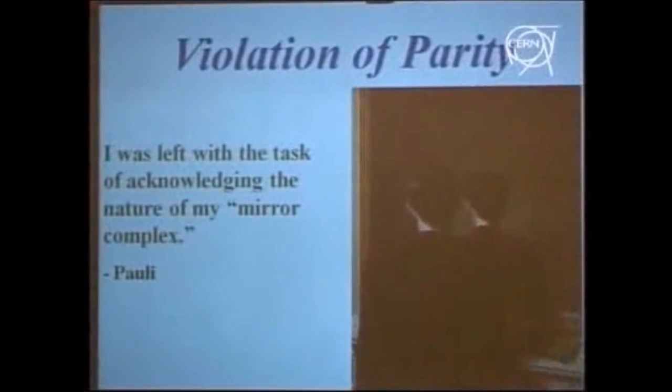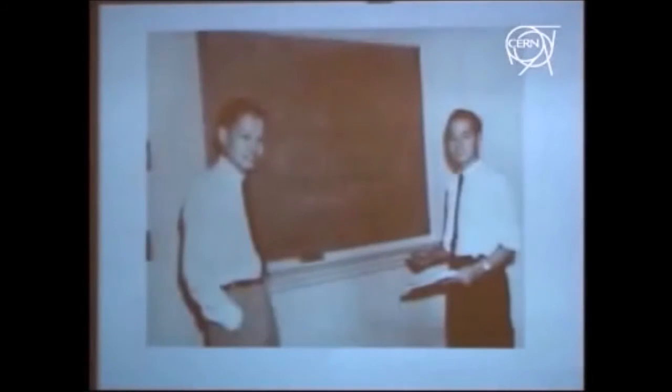1956 was a big year for Pauli. In June of that year, Reines and Cowan found Pauli's neutrino, which he had hypothesized some 26 years before. And also in June of that year, Pauli received a preprint from two Chinese-American physicists, Chen Ning Yang and T.D. Lee, in which they suggested that parity might not be conserved in all of physics, particularly in the weak interactions, a class of interactions that contains radioactivity, for example.